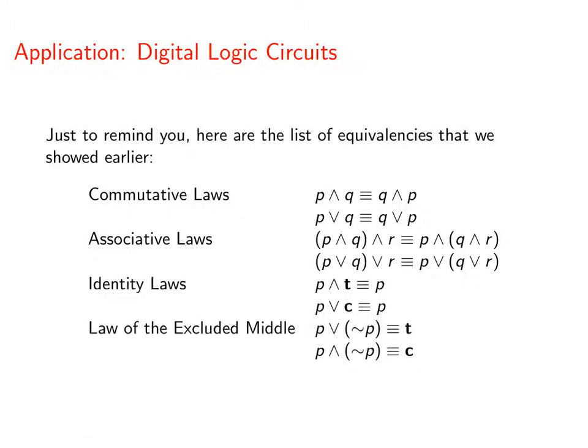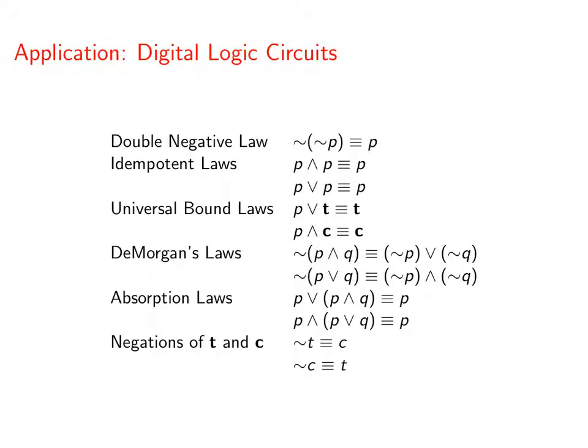And just to remind you, here's the list of equivalencies that we showed earlier. So we have commutative law, associative law, identity law, law of the excluded middle, double negative law, idempotent laws, universal bound laws, De Morgan's laws. These are the important ones. There's the absorption laws, and then the negations of the tautology and contradiction.